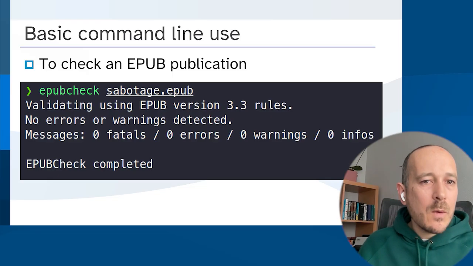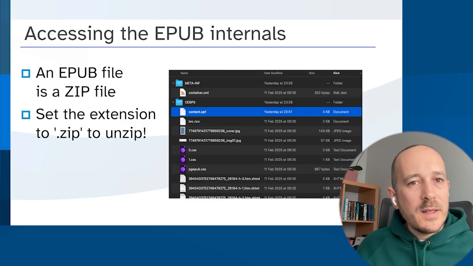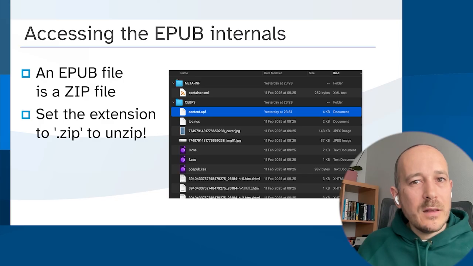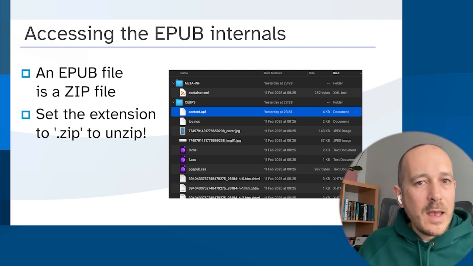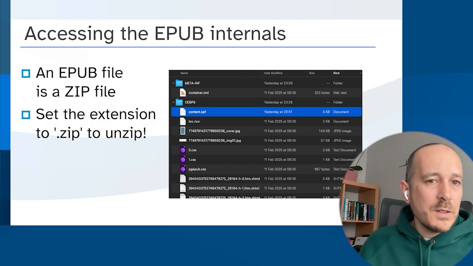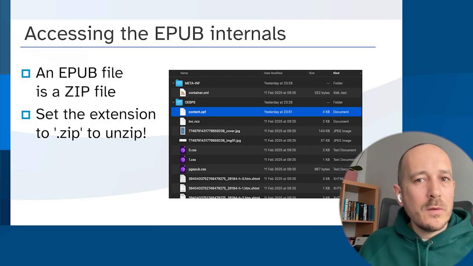But let's say I want to do a quick edit to my EPUB. To edit or inspect its content, we first need to access its internals. An EPUB file is an archive, essentially a zip file. You can use any unzip tool to expand this archive and access the content within. A common trick is to rename the .epub extension to .zip and then unzip the file as you would do with any other zip file. Once you've done that, you can access the EPUB content as a set of files and directories.